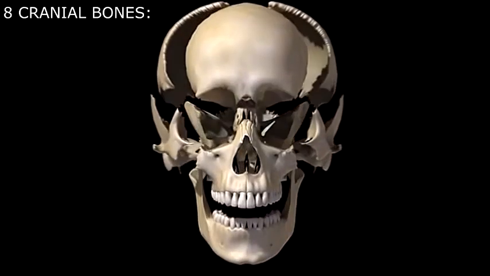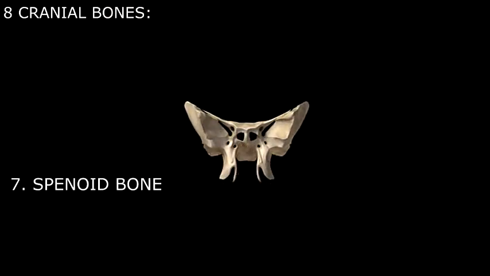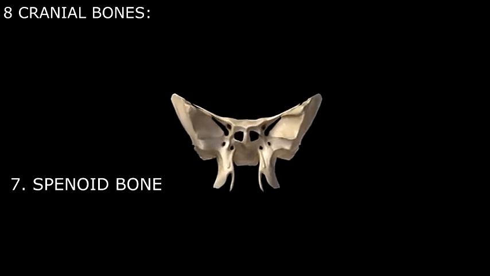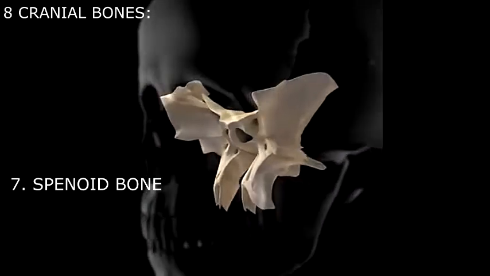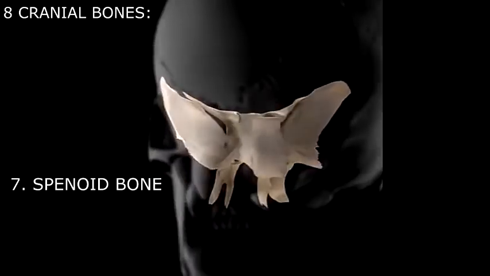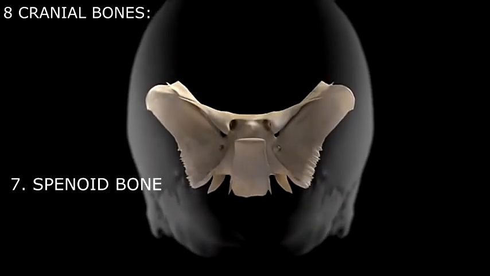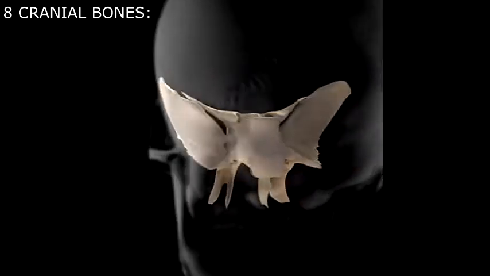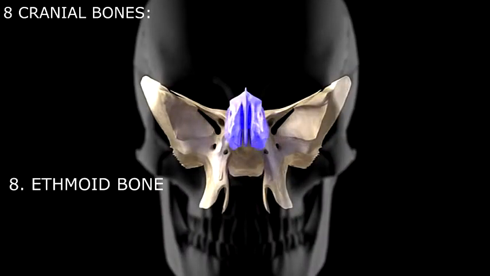And if you open the skull and see, there is a butterfly-shaped bone called the sphenoid bone. And the last one is the ethmoid bone. This ethmoid bone makes a portion of the cranial floor and also the roof of the nasal cavity.